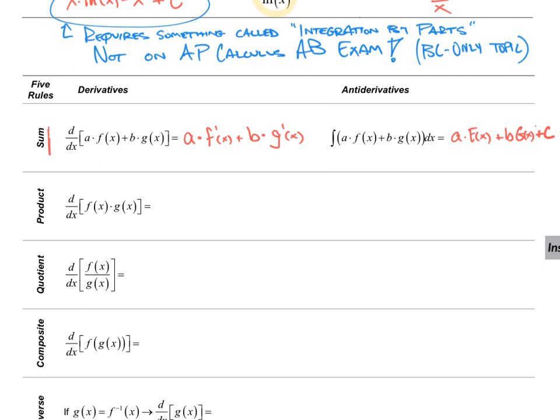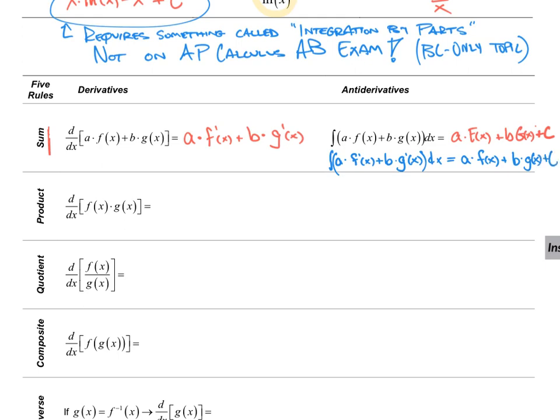I do want to show you one other form of this one, just because I think it's easy for students to forget. What if we had this? What if we said a times little f prime of x plus b times little g prime of x, and we integrate that with respect to x? Well, remember, the antiderivative of a rate, because a rate is a derivative, is back to the original function. So this would just be a times f of x plus b times g of x plus c.